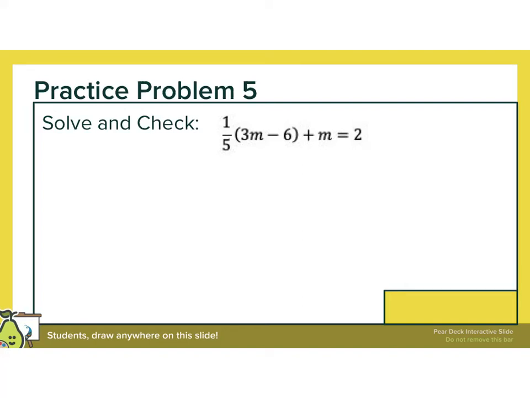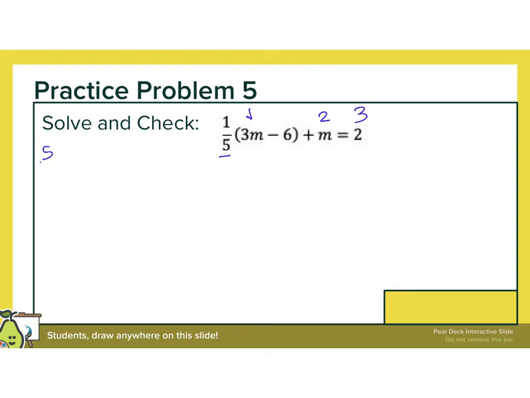Okay, practice problem 5, we should be solving and checking. So step 1, look at the denominators. There's only one. It's a 5. I'm going to multiply all of the terms by 5. How many terms are there? Well, 1, 2, 3. So we're multiplying by 5.